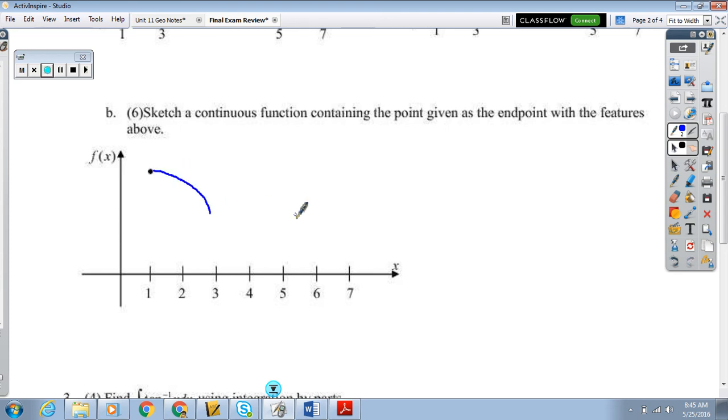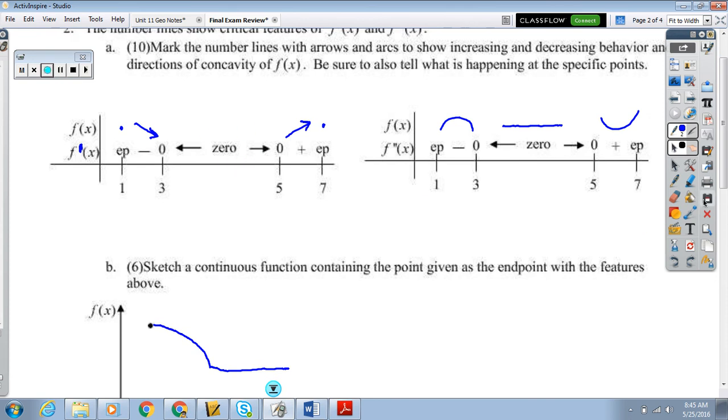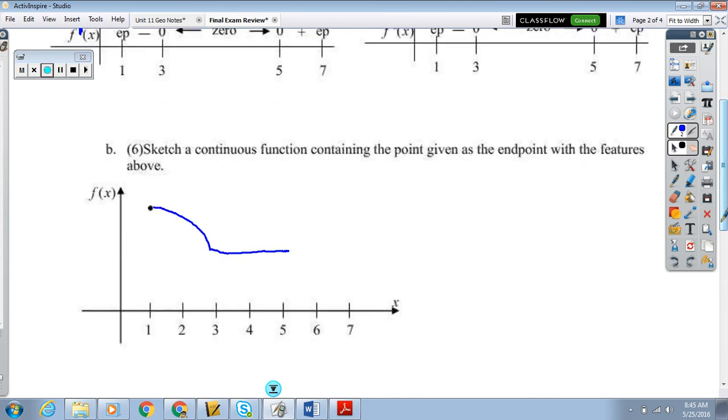Then from 3 to 5, I guess I have to be just a line, but I can't be increasing or decreasing on that interval either. And then very last thing, from 5 to 7, I've got to be concave up and increasing, so kind of like the other side of the smiley face.